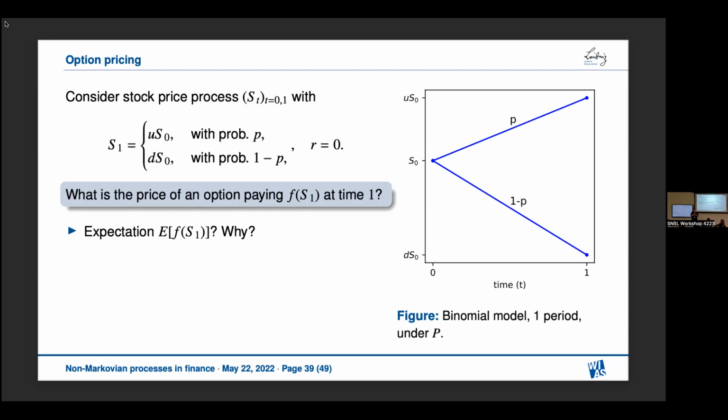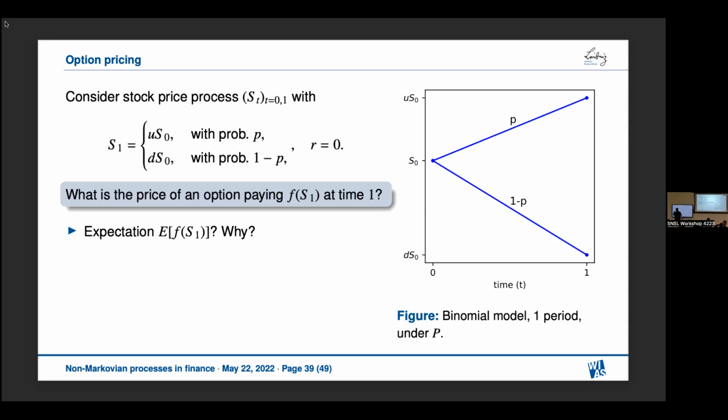And basically, unless U is equal to e to the r, there's arbitrage. Say U is equal to D and it's larger than e to the r: you borrow an infinite amount of money from the bank, you invest it in your risky asset, which is not risky, and you make an infinite amount of profit. And if it's the other way around, you do it the other way around. So this is not interesting.